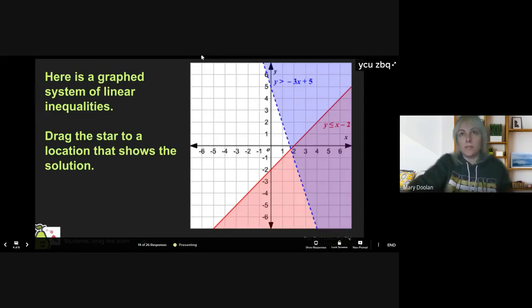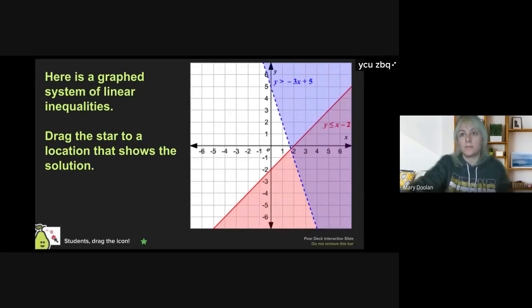Don't be afraid of making a mistake. Just try it. Your name doesn't come up on this when I share it with the class. It's totally anonymous. You don't have to be worried about making a mistake. So you've got to go to your Pear Deck tab and drag your star somewhere where I would find a solution to this graph system of linear inequalities.